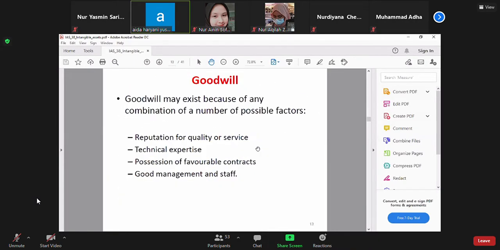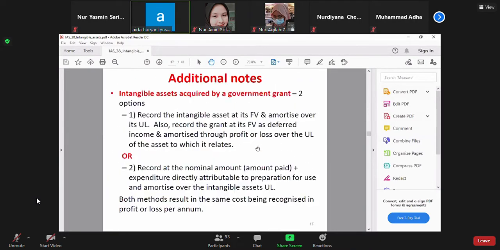Okay, so that's the thing under intangibles. Now intangibles assets acquired by a government grant. Government bagi, and then untuk contohnya hak mining tadi, menggali, digging. 2 options. Ini sama macam you all buat dengan ayat itu. Record the intangible asset at its fair value and amortize its useful life. Dia tak nama depreciation ya for intangibles. For intangibles, they call it as amortization.